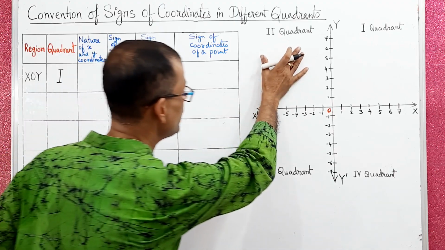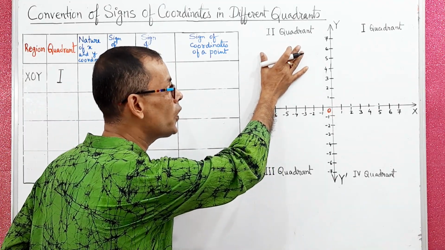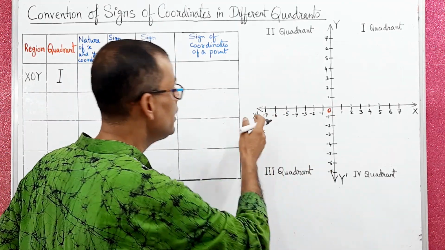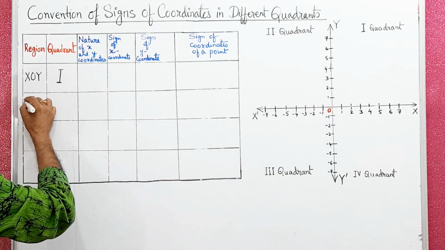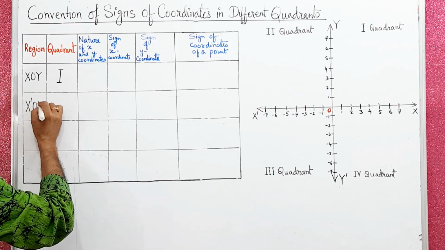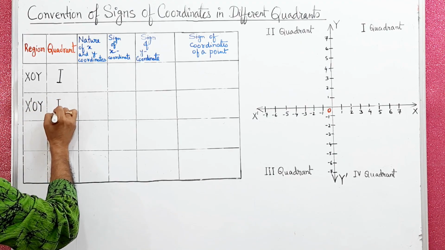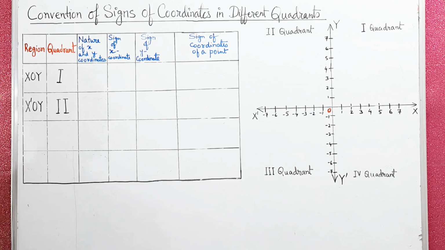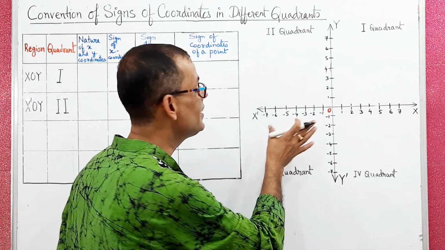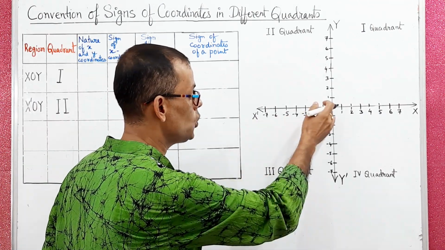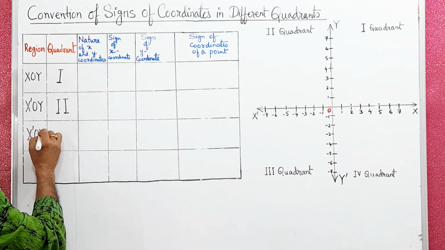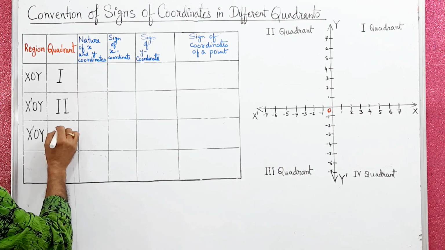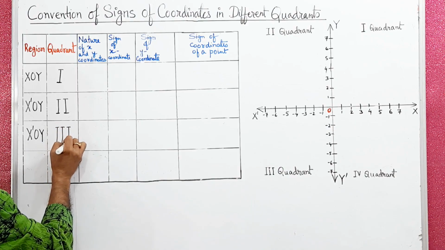Now if I talk about this one, this is the second quadrant, and the region is X dash O, Y. So we can write here X dash O, Y, and this is the second quadrant. Then in the same way, this region will be X dash O, Y dash, X dash O, Y dash. So this will be the third quadrant.